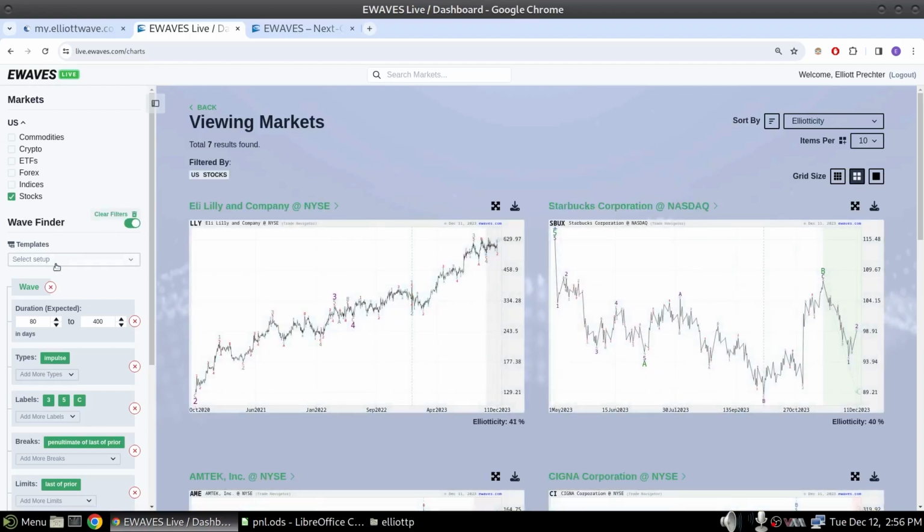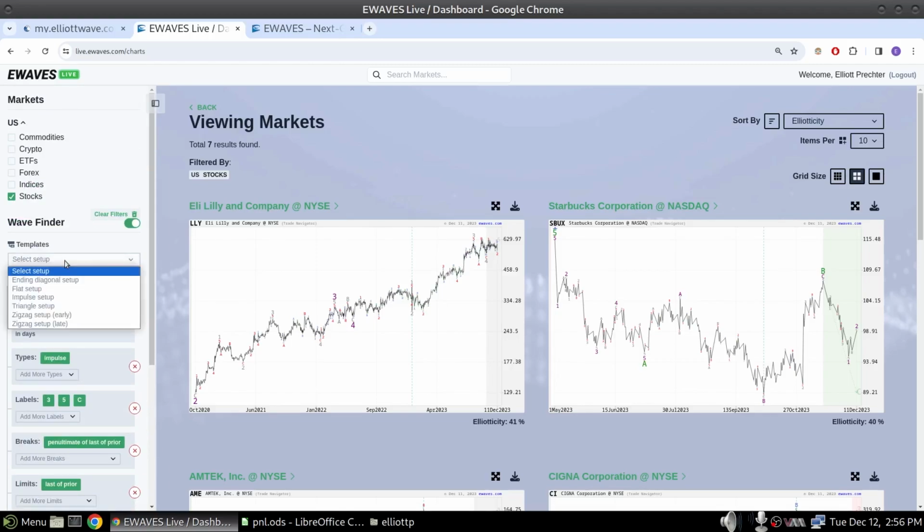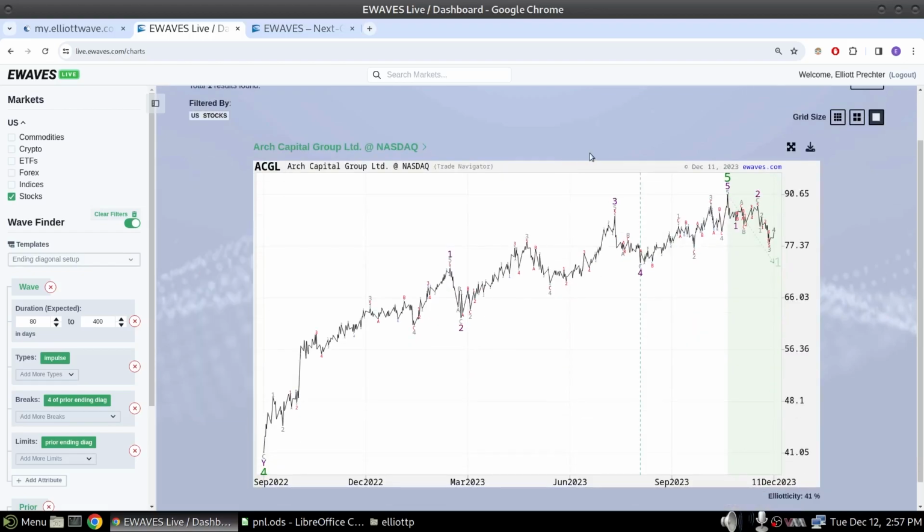Okay, and then let's select a Wavefinder template. I don't remember what template this is set to. I believe this was set to trade flats. But let's look at ending diagonals. Click that, and lo and behold, there's our ACGL little group.